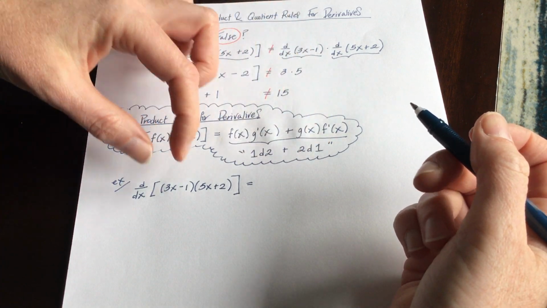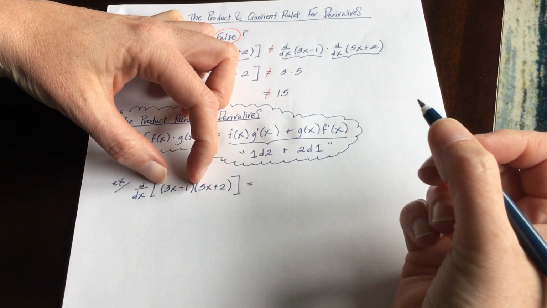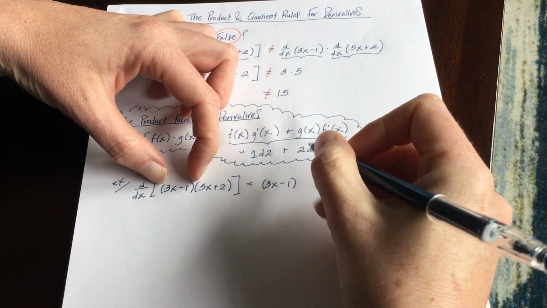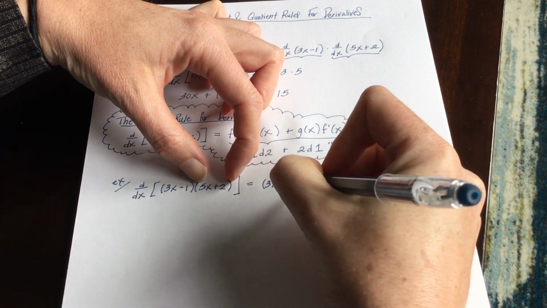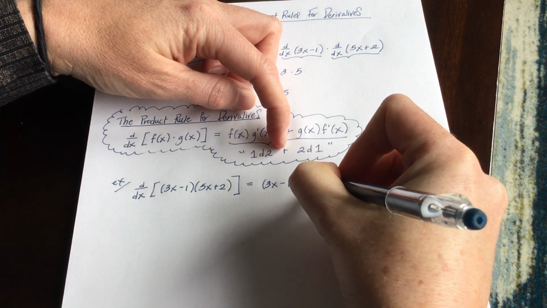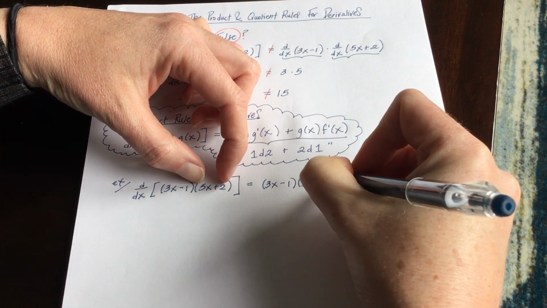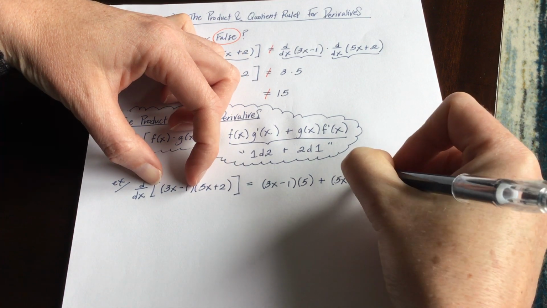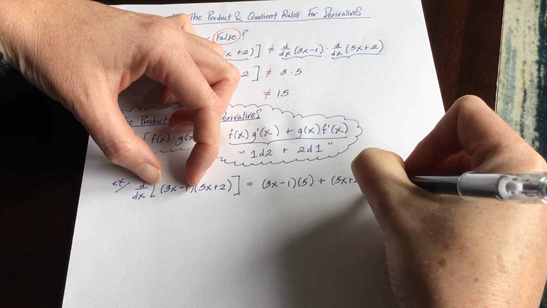1d2 plus 2d1. So what does that mean? 1 in my mind means the first function as is, untouched. d2 means multiply it by the derivative of the second function, which would be 5. Plus means plus. 2 is 5x plus 2. d1 would be the derivative of the first function, which is 3.